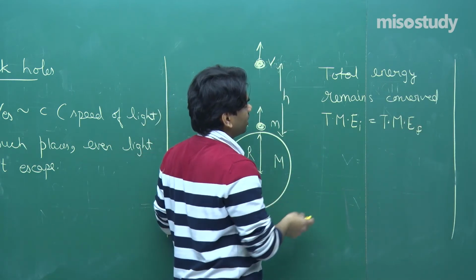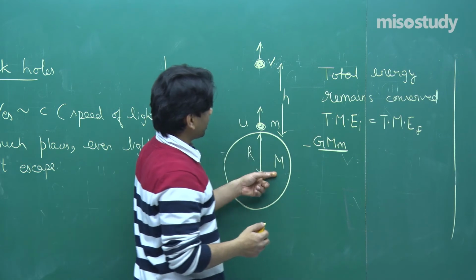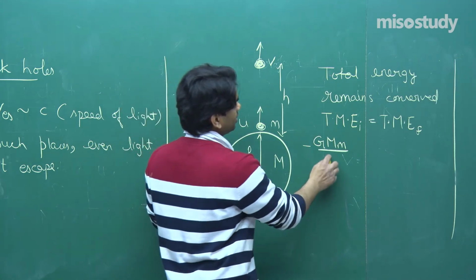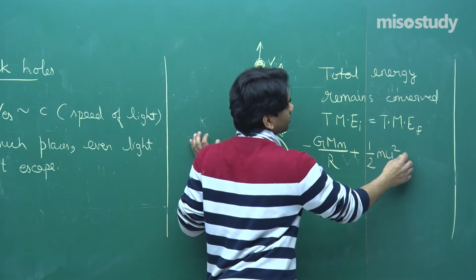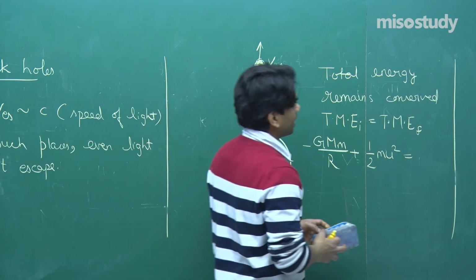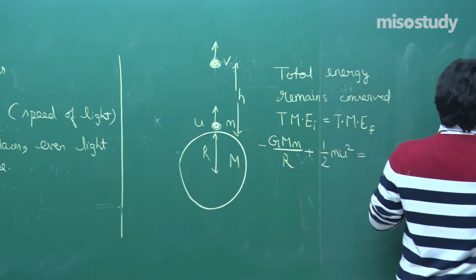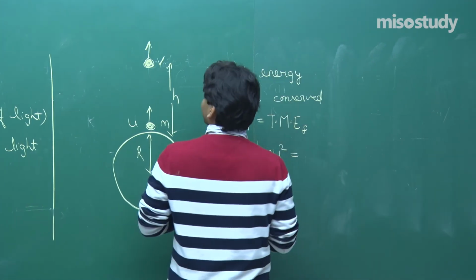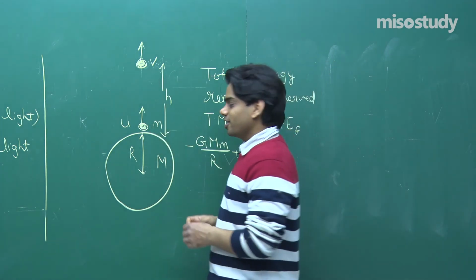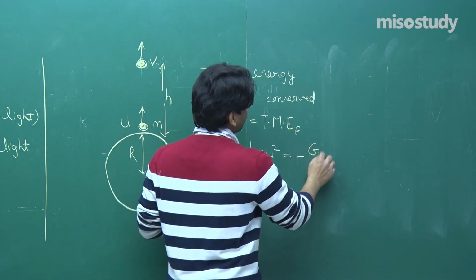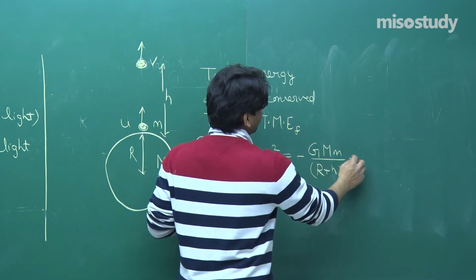From here, see what you are going to obtain. You are going to obtain minus GMm divided by the radius, which is the initial potential energy, plus the initial kinetic energy, half m u square, is equal to, see here, the next equation equating the potential energy and kinetic energy. That will come out to be, here the speed attained is v, so kinetic energy will be half m v square, and the height attained is h. So potential will become now minus GMm divided by r plus h, plus half m v square.